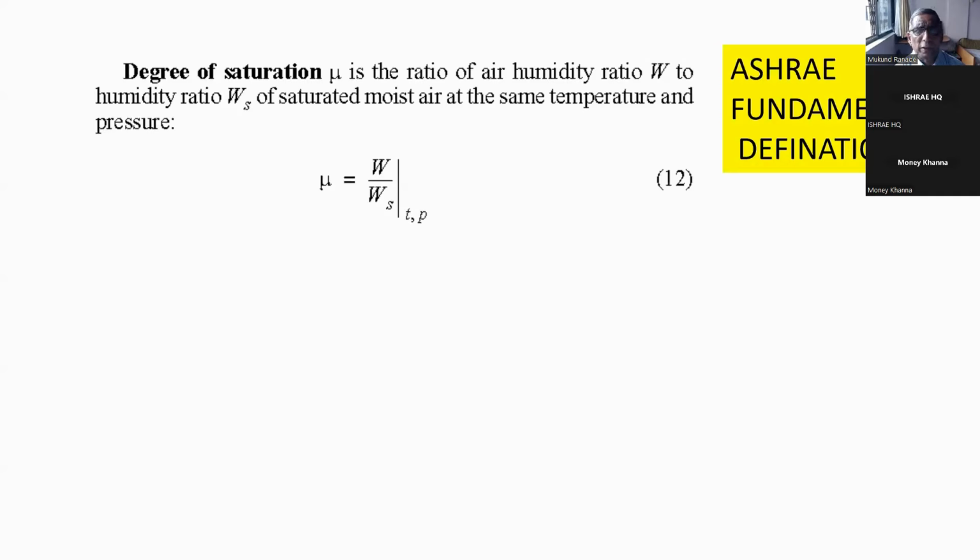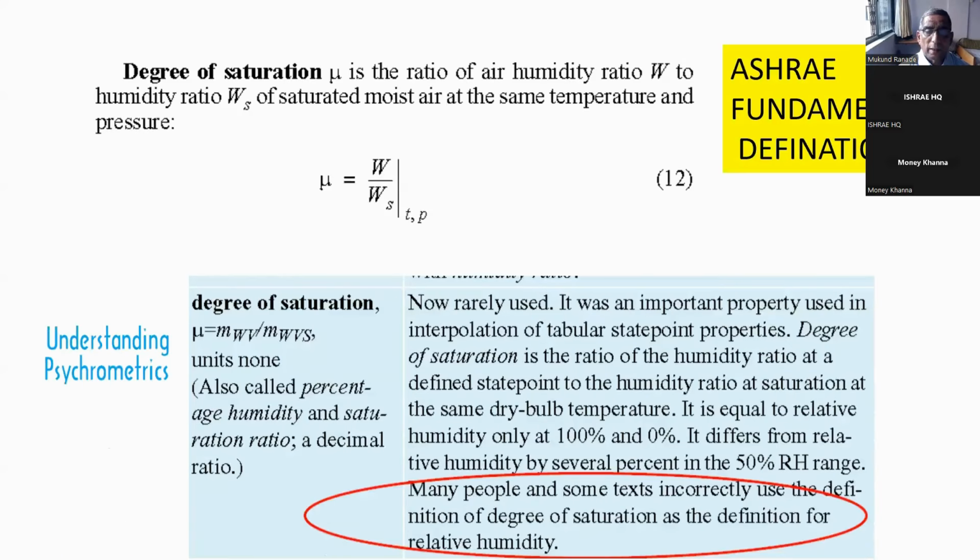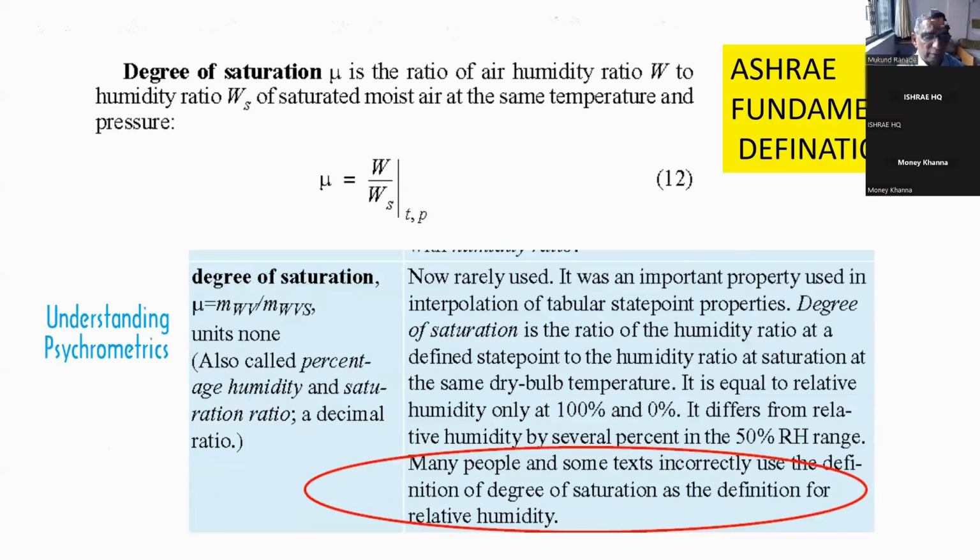There is a relation between degree of saturation and relative humidity, which we will see in the next slide. Understanding Psychrometrics says, under degree of saturation, where I have made this circle, that many people and some texts incorrectly use this definition of degree of saturation for relative humidity. I also found that many people assume that is the definition of relative humidity, which is wrong.